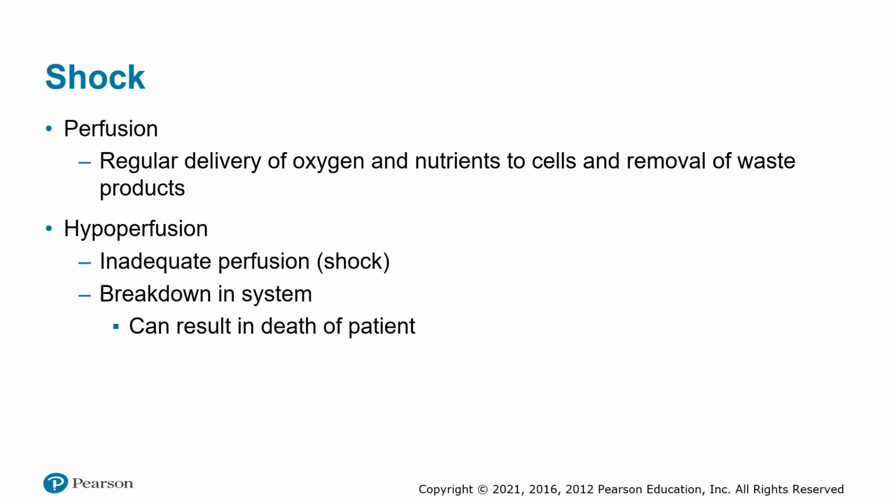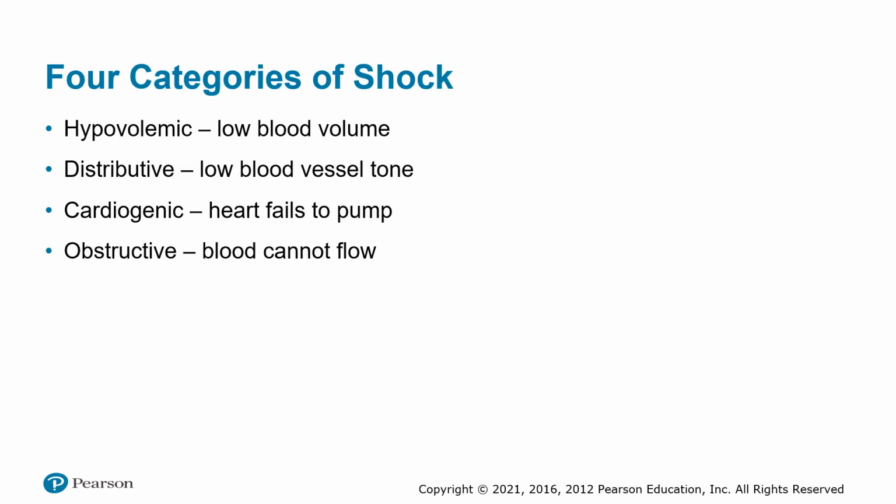All right, shock. So we talked about perfusion. This is the regular delivery of oxygen and nutrients to the cells that removes waste products. Hypoperfusion is the inadequate perfusion. This is shock. It is a breakdown in the system and can result in death of the patient. There are 4 categories of shock: hypovolemic, distributive, cardiogenic, and obstructive.